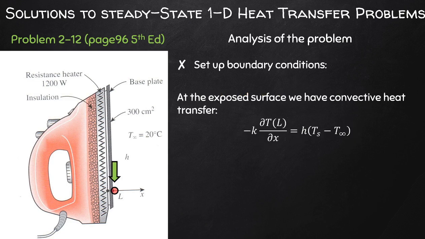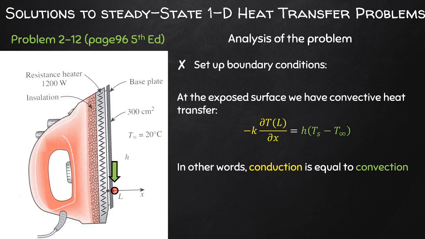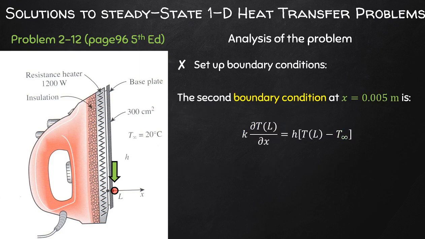Now the second boundary condition at position x equal to L, we consider that heat through the base must equal the heat being dissipated into the surrounding air. So in other words, we can equate conduction to convection, which is pretty obvious, right? We therefore obtain the second boundary condition as shown at position x equal to 0.005 meter.